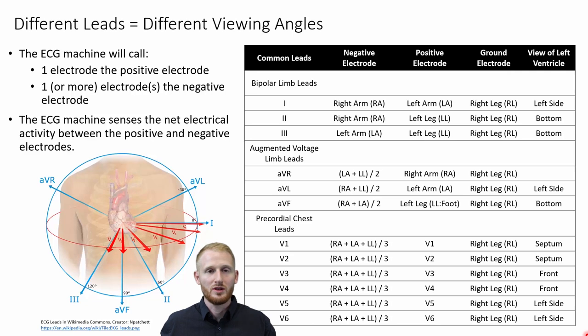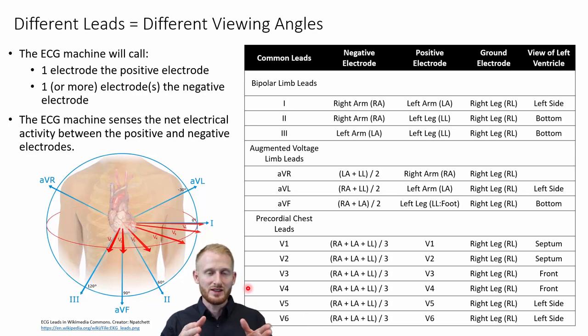And a typical electrocardiogram tracing is going to show 12 different leads. Those 12 leads are listed right here. And basically what they are are different views of the heart. So if you look at this diagram over here, you notice that each of these leads, these blue leads or these red leads, are going to come out from the heart at a different direction.